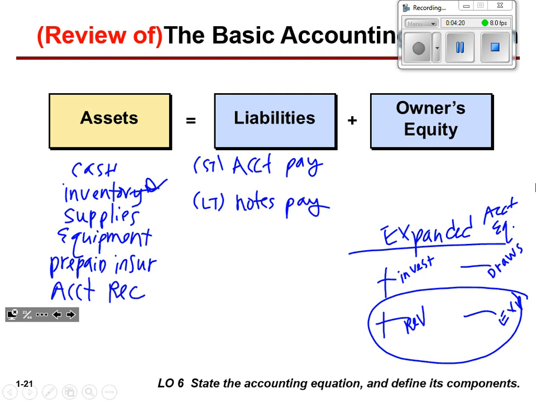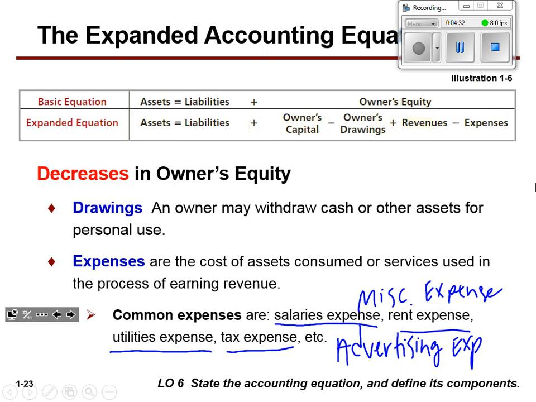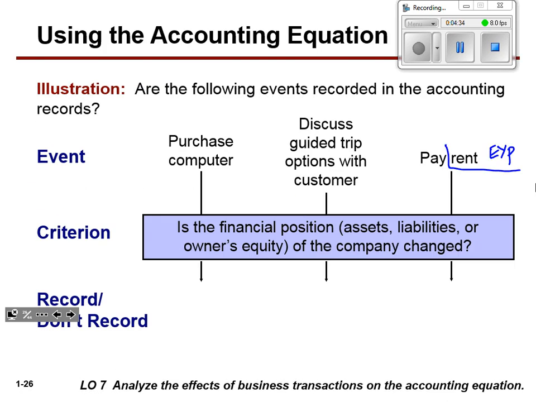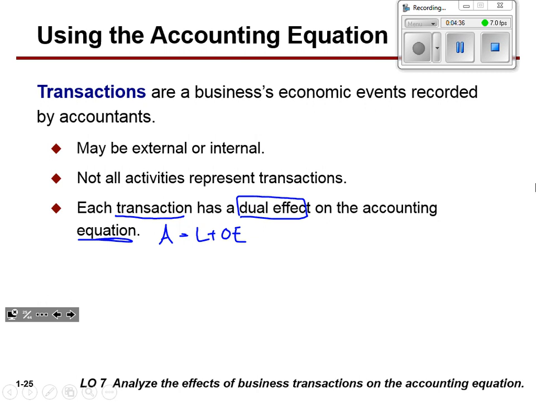I'm going to rip through the old ones really fast just to talk about them again, just because some of you are like, ooh, I'm a little confused. So remember, if you're confused, please know that others might be too. All right, so transactions, remember that dual effect. Out of these three camps, A, L, or OE, we're going to see at least two.